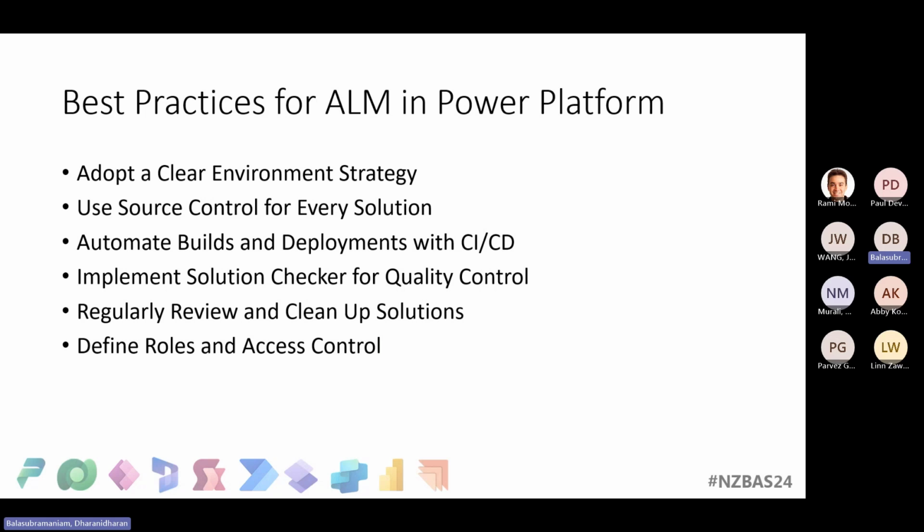So in summary, ALM in Power Platform relies on a clear environment strategy, consistent use of source control, automation with CI/CD, regular solution check, cleanup, and then strong governance. By following all these best practices, we create a reliable, efficient process that can maintain the solution quality as well as the security. So yeah, that's all for today.